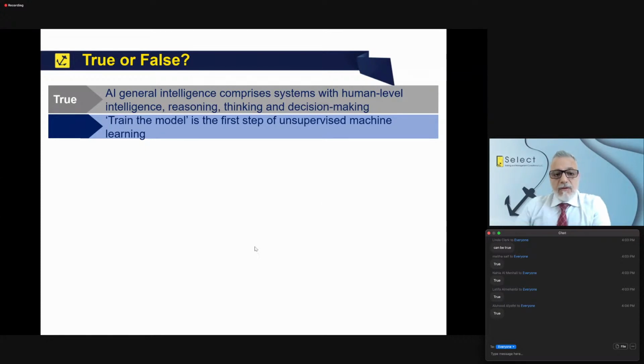Other questions? Training a model, and we'll explain later what the meaning of model is, is the first step of unsupervised machine learning. Is it correct? What's the meaning of machine learning? Fine, Linda, you don't know, fine. How about the others? Iman? I didn't really understand the meaning or the objective of this sentence. Okay. Train the model, machine learning.